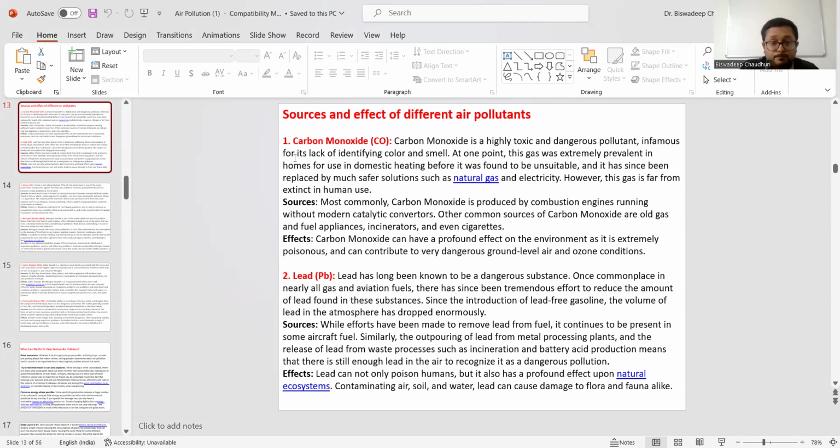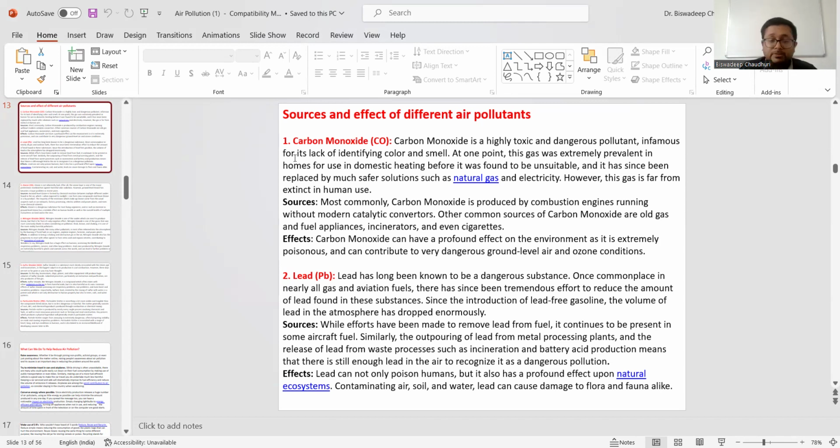And what are the effects of it? Carbon monoxide can have a harmful effect on the environment. It is poisonous and it can contribute to very dangerous air and ozone pollution. Apart from that, carbon monoxide can make water toxic, and it can also produce carbonic acid over a long time. So it is a very poisonous gas for all living beings and the entire ecosystem.